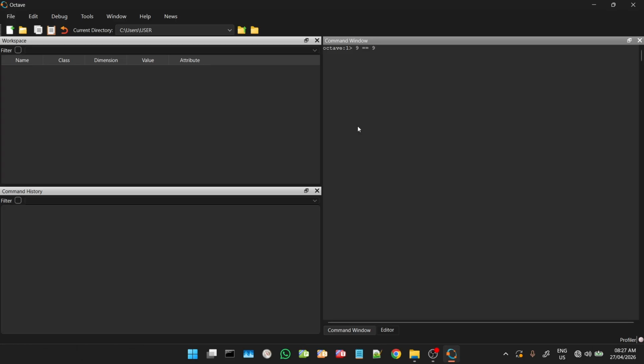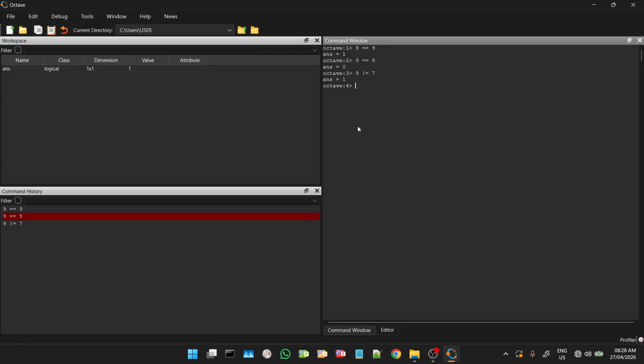When it comes to relational operations, to see whether two numbers are equal, we use double equal, right? So is 9 equal to 9? Yes, the answer is 1, which is true in Boolean. If 9 is equal to 8, the answer is 0. Let's say 9 is not equal to 7. True, 9 is not equal to 7. Now you might wonder, why on earth would we use this? We obviously know that 9 is equal to 9 and not 8 or 7.